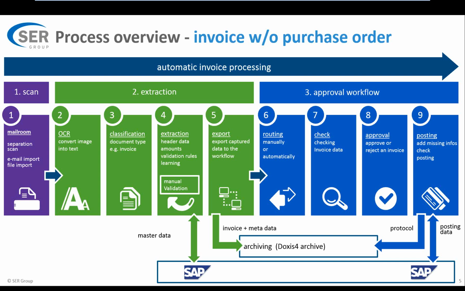Also important for the last part, you see the arrow on the bottom here. Everything within the workflow will be written down in a protocol, so that afterwards you can see what happened within the workflow, who approved the invoice, who posted the invoice, and yeah, so everything will be transparent in the end.